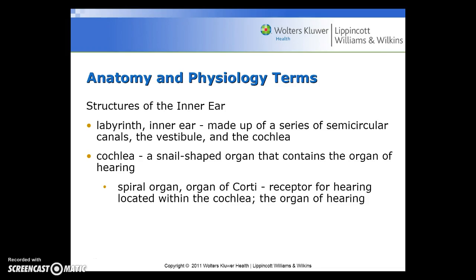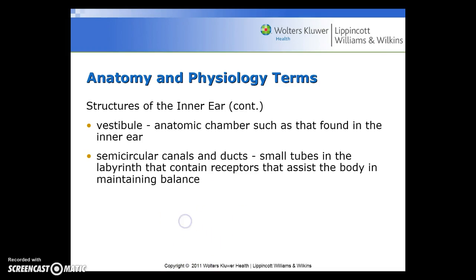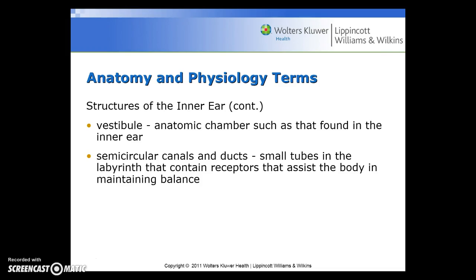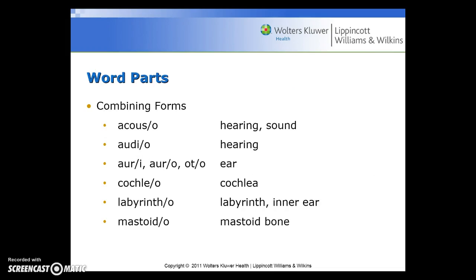Additional structures of the inner ear are the labyrinth, or the inner ear, and that's made up of a series of semicircular canals, the vestibule, and the cochlea. The cochlea is the snail-shaped organ that contains the organ of hearing, and the spiral organ, or the organ of Corti, is the receptor for hearing located within the cochlea. The vestibule is the anatomic chamber, such as that found in the inner ear. The semicircular canals and ducts are the small tubes in the labyrinth that contain receptors, and those assist the body in maintaining balance.